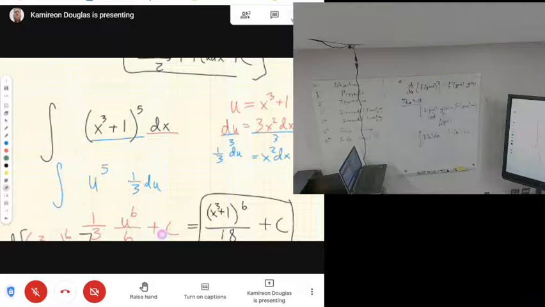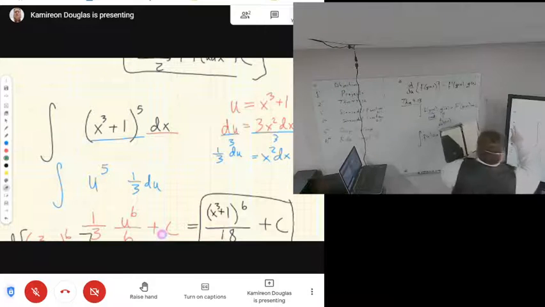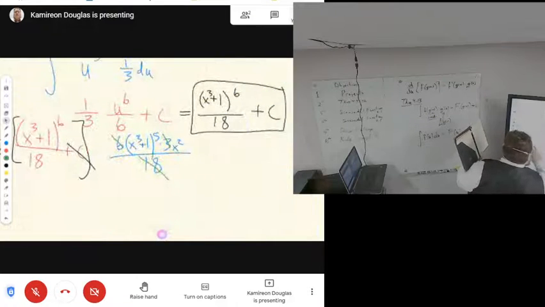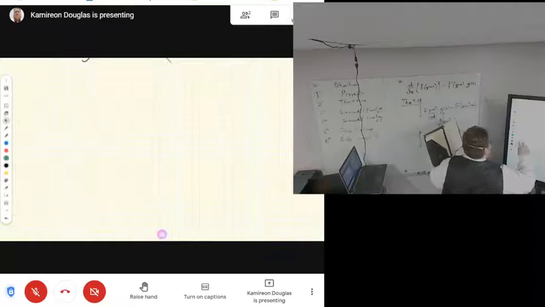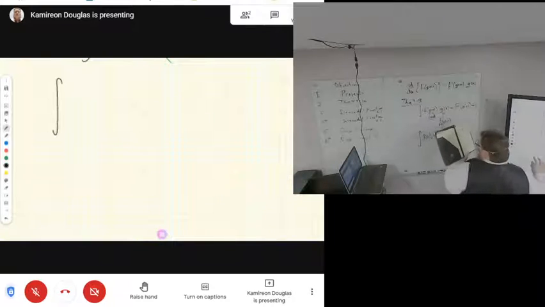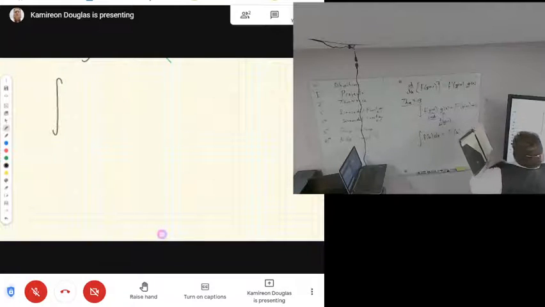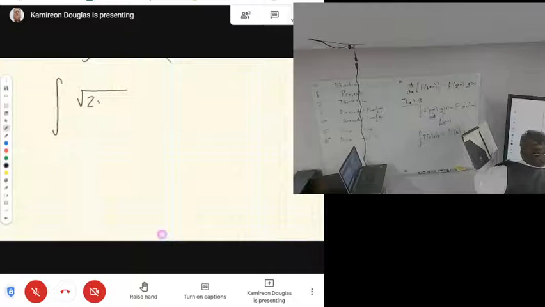Another, using this exact same trick. Ooh, I like this one. Integral of the square root of 2x minus 1 dx.